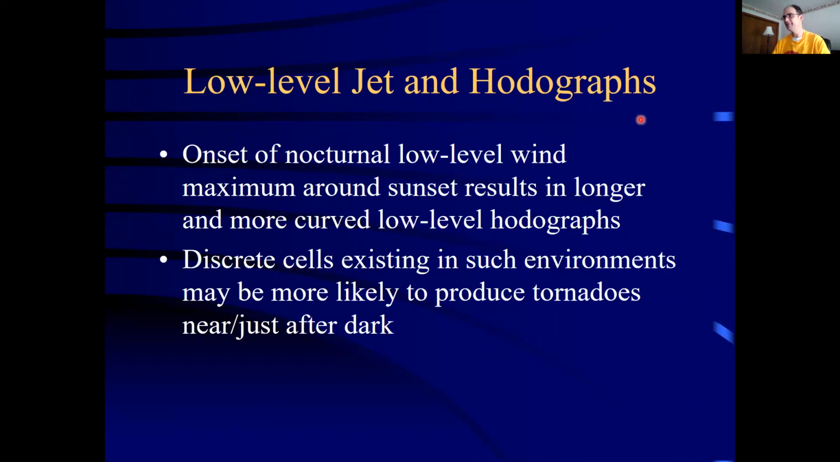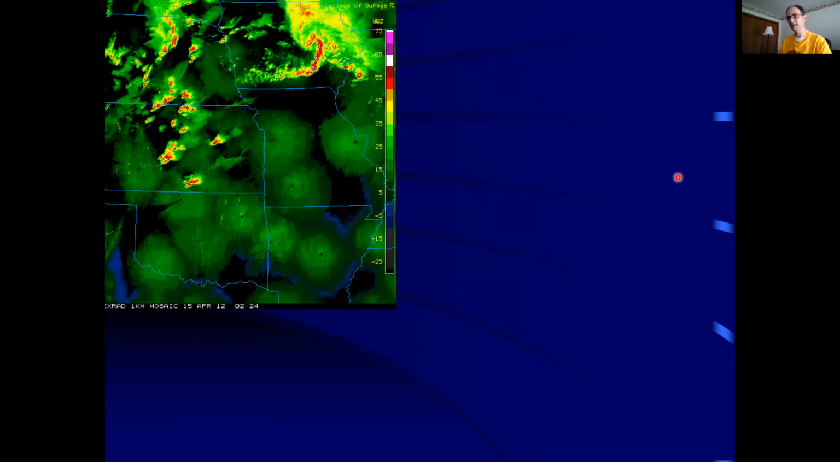So we see the onset of this nocturnal low-level jet increase the vertical wind shear just before and after sunset. And so if we have discrete supercells or sometimes even quasi-linear convective systems moving through such an environment, we know that increased low-level wind shear and increased low-level SRH is more favorable for tornadoes. So we may see a local peak in some cases in tornadic activity near and just after dark.